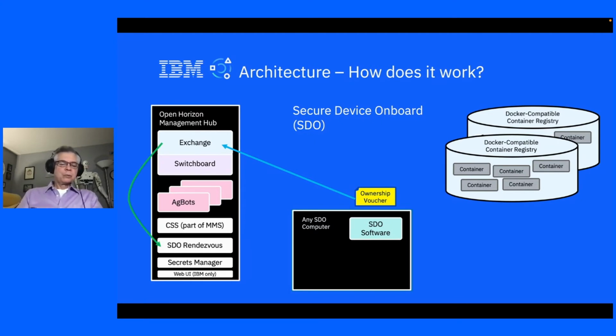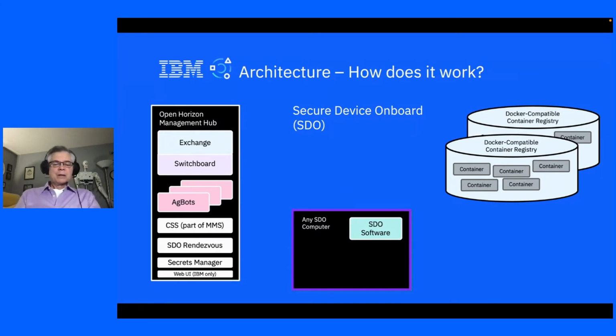Then the exchange will reach out to whatever rendezvous server is specified in the ownership voucher. So it reaches out to either the local one in our management hub, or it can reach out to the manufacturer's rendezvous server. And after that, you don't need the voucher anymore. Then in the field, when that machine powers up, the SDO software will reach out to its rendezvous server, which could either be the one in the hub or the one that the manufacturer provided.